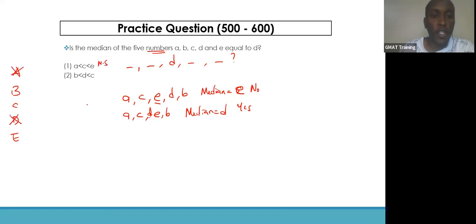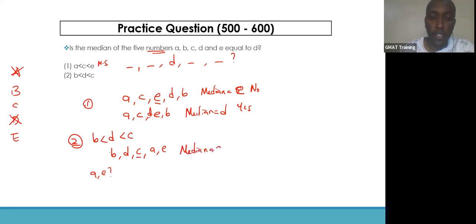All right, let's tackle this second statement. B is less than D is less than C, right? We have B, then D, then C. What about A and E? If A and E are greater than C and E is greater than A, then we have the middle value as C, and the median will equal C.